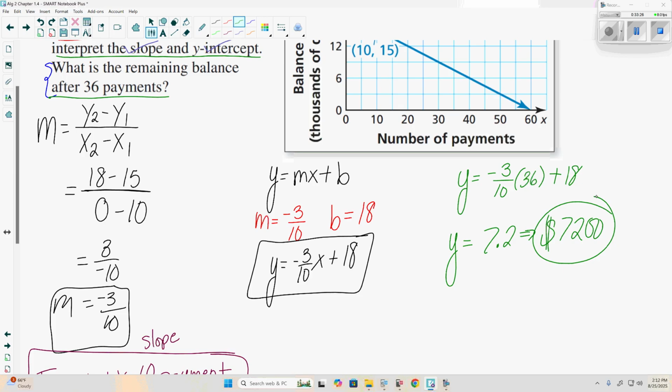Have we answered every part of this problem? Yeah. We interpreted the slope and the y-intercept. We found the equation of a line, and we found the remaining balance after 36 payments, which would be somewhere about there. Questions on any of this? Questions on anything we've done so far?